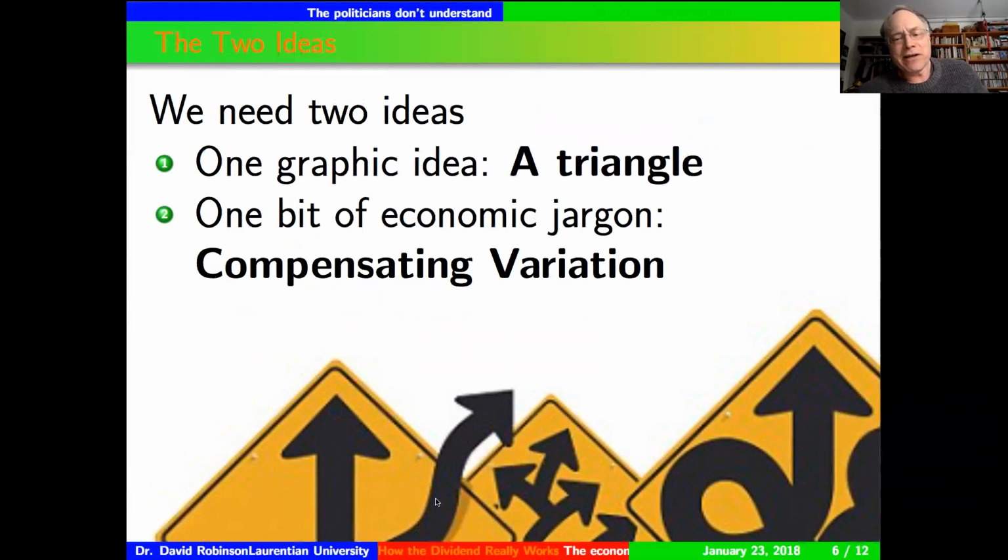So that's my role. I'm going to give you a piece of economic jargon, and the term is compensating variation. In economics, that means you do something bad to people and then you do something good to them to put them back in the same place they were before with different prices. Okay, I'll say that again. Compensating variation means you change the prices with a tax and then you give them something back so they're not worse off. You're compensating for the effect of the tax.